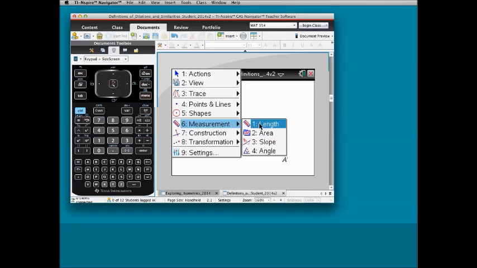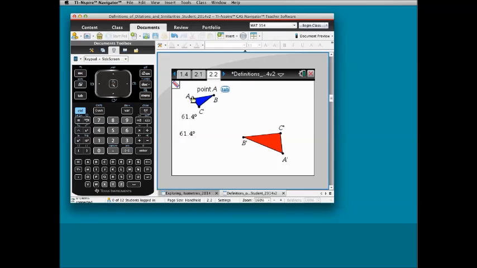We've got some angles that are the same. Let's take a look at A, B, A prime, B prime. And let's take a look at another one, B to C, and B prime to C prime. I think that's looking pretty close, right? Yeah, that looks pretty close. What was one of the other observations that you made about the dilation?